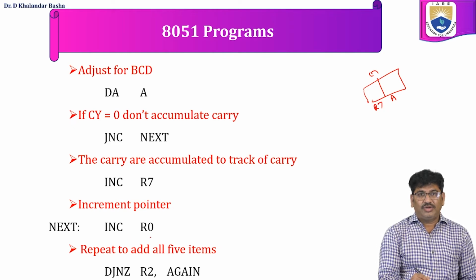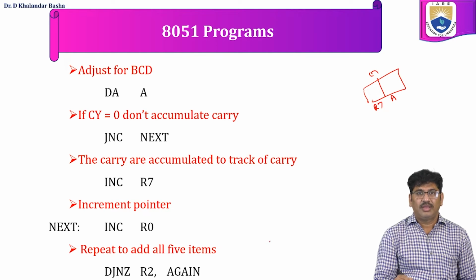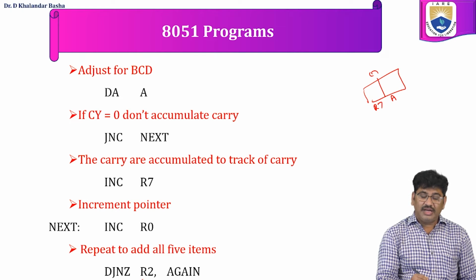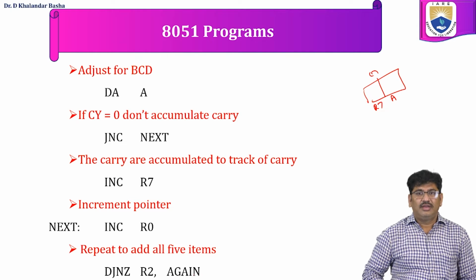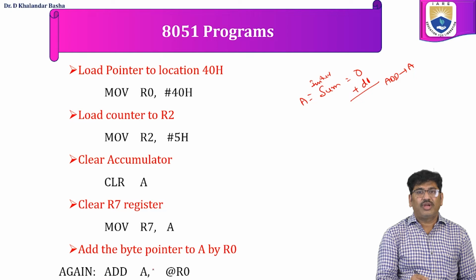Next, for pointing to the next memory location, the R0 register will be incremented by using the INC instruction. Increment R0 to advance to the next memory location. The count we have specified in R2 will be decremented for each addition. If the contents of R2 are non-zero, go to the label again. At the again label, we add the contents of the memory location to the accumulator.